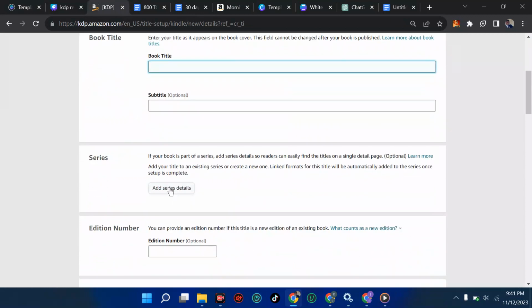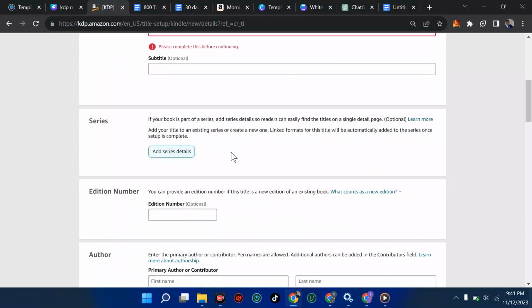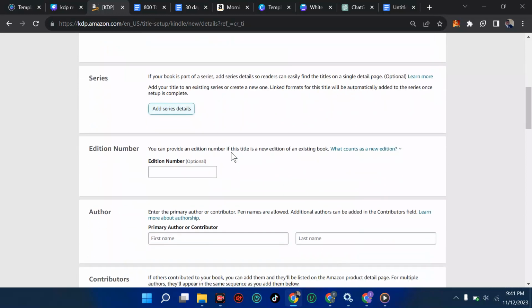Then the series. Series is good. For example, you make a book about love. You can create a series and call it the love series. Then you make another book about romance and add it to that series. You make another book about breakup, you put it there. Anyone who opens that series is going to see all your books, say wow, and pick one to buy. They might decide to buy more books.